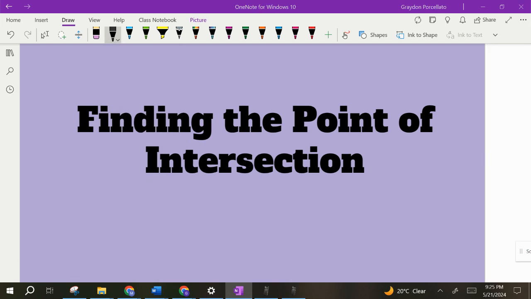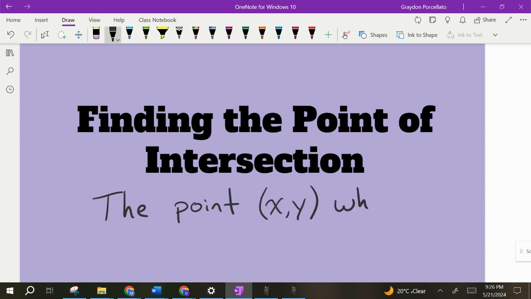Point of intersection is the point, an XY point, where two lines cross. Oh, okay, where two lines cross. That is what the point of intersection means.